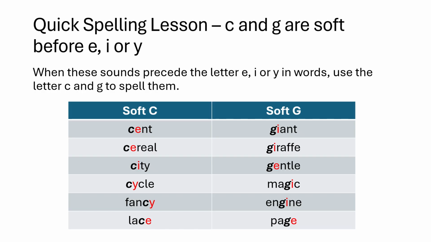When the sound J precedes the letters E, I or Y, use the letter G to spell it. I will say these words. I will pause. Then you say the word. Giant. The letter G is used before the letter I.